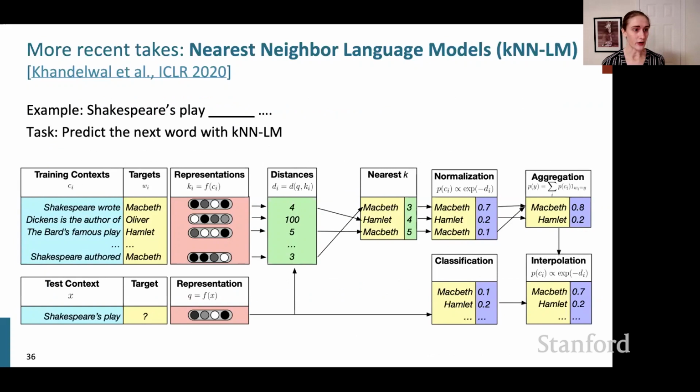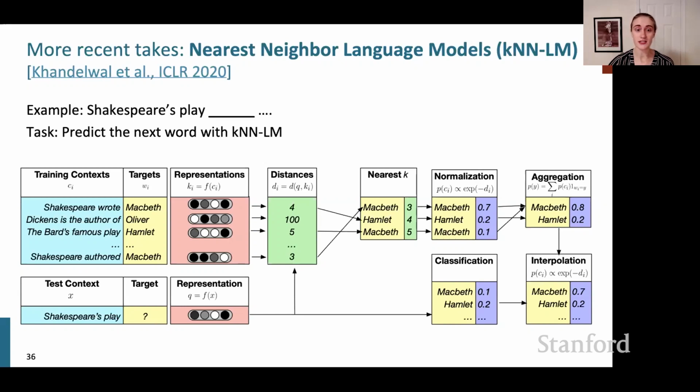They have this diagram from their paper where they want to predict the next word in the sequence "Shakespeare's play blank." All the training context is already encoded in their data store, so they have representations of all of the training context. They compute a representation of their test context, and they want to figure out which representations in the training context are most similar to it. In the external memory view of things, the keys would be the representations of the training context, and the values would be the next words. So they get the k nearest training representations and copy over their values. That's what you see with this Macbeth, Hamlet, Macbeth example.